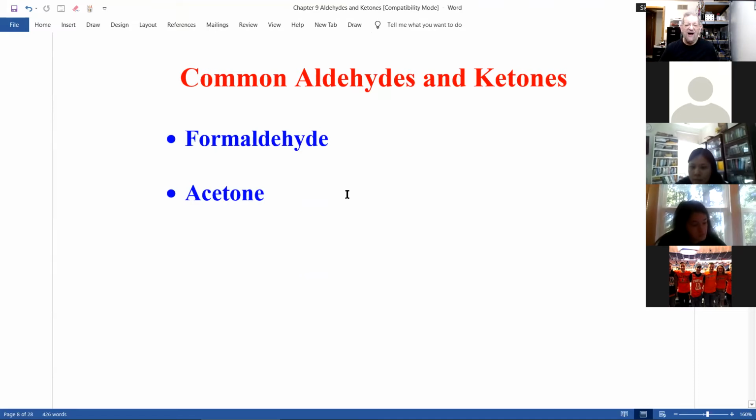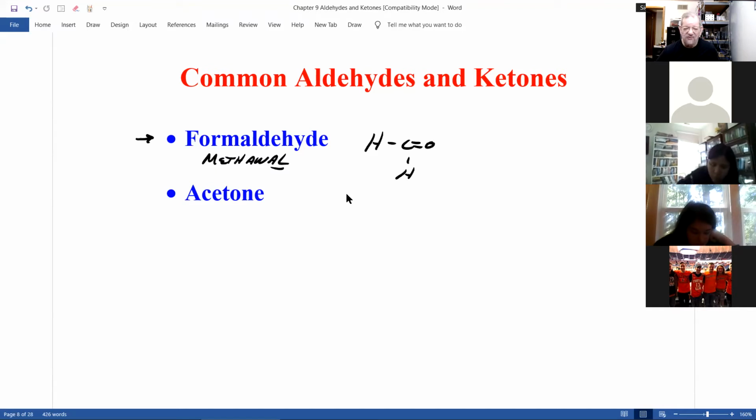Now, there are 2 common names I would like you to know. For common names on my test, and it's also real life, I'll never ask you, here's a molecule, what's its common name? But I will ask you to draw the molecule with the common name. Now, the first one is formaldehyde. That's the common name. The IUPAC name, which no one ever uses, is methanal. And formaldehyde is the simplest aldehyde, where R is a hydrogen.